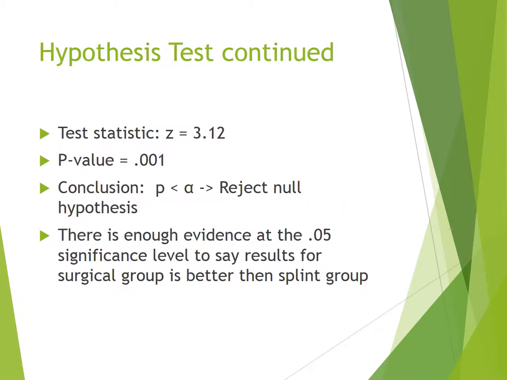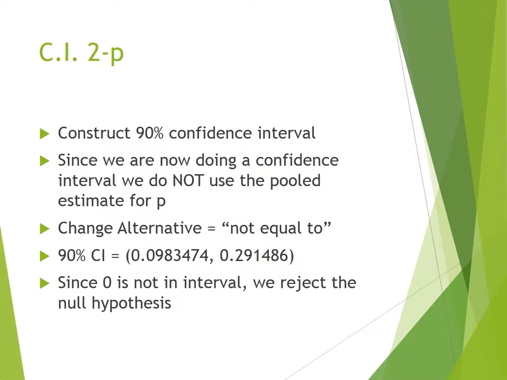So when we do that, if you're doing the normal approximation, you're going to get a test statistic Z equal to 3.12. The p-value is 0.001. The conclusion is p is less than alpha. Therefore, we reject the null hypothesis. There is enough evidence at the 0.05 significance level to say the results for the surgical group are better than for the splint group. Confidence interval, we're going to construct a 90% confidence interval.